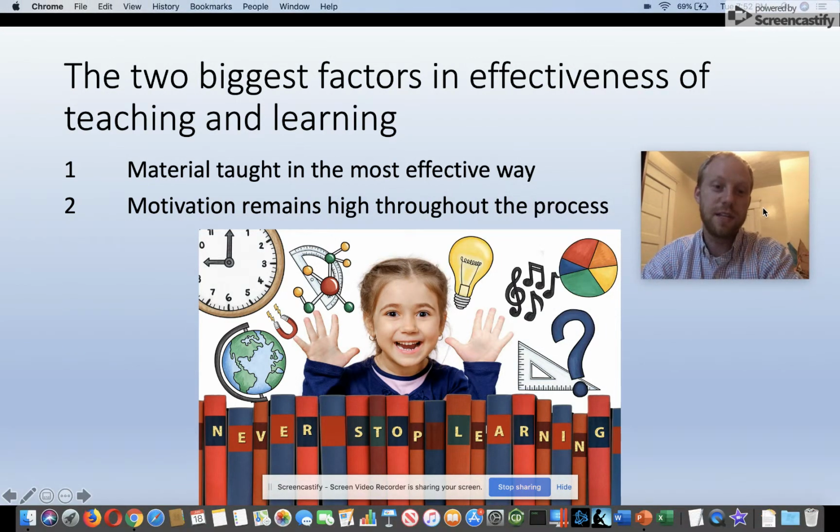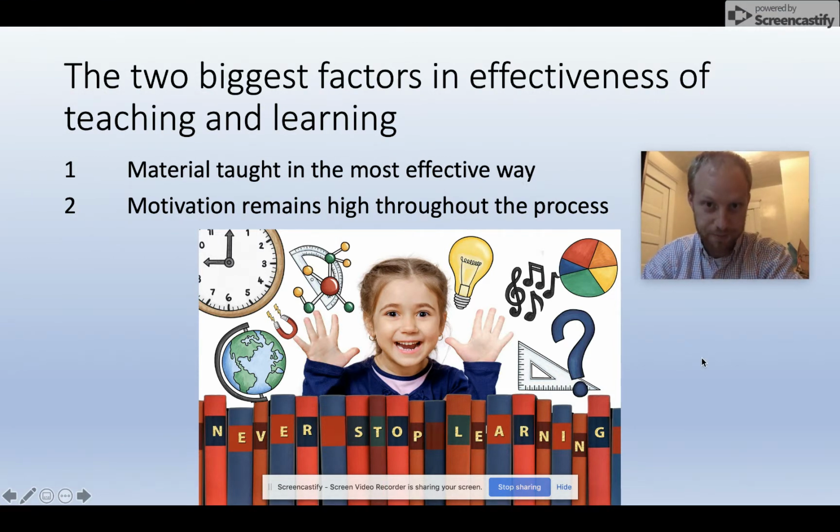This is the answer to my question. The 2 biggest factors in effectiveness of teaching and learning: materials taught in the most effective way, according to the standards and figured out by the teacher, and students are motivated. If these 2 things are true, then you have the highest probability of a successful student.